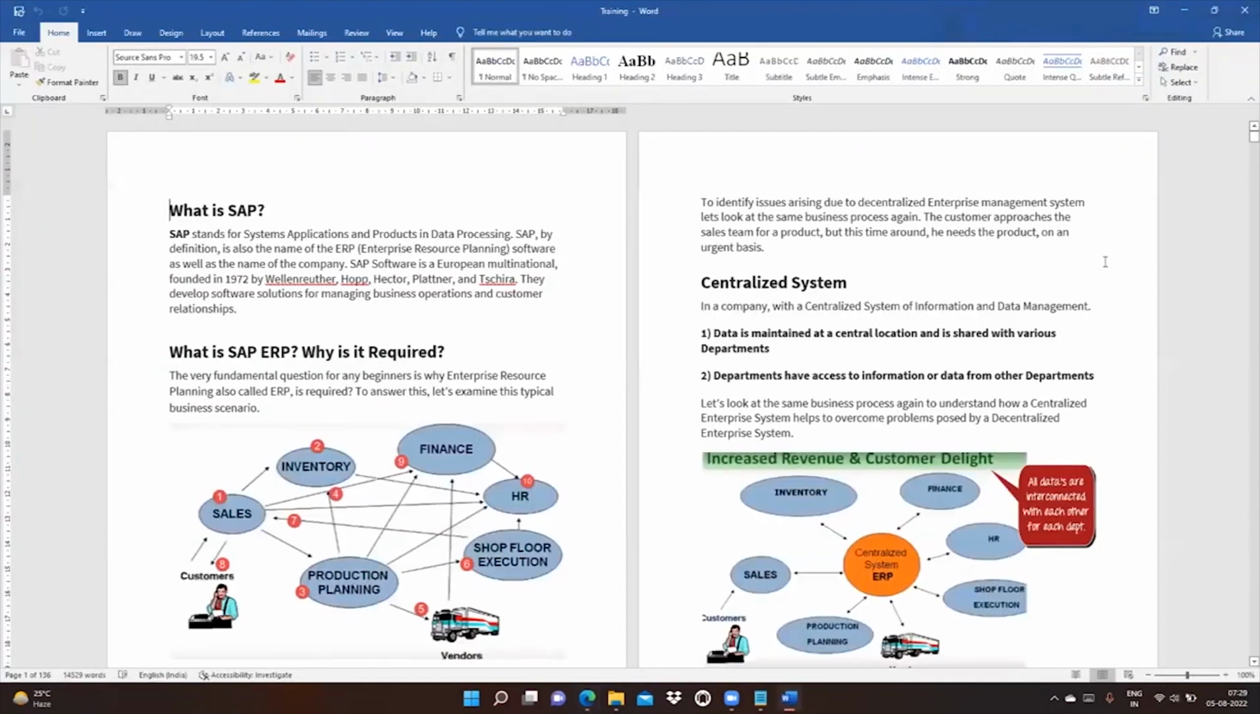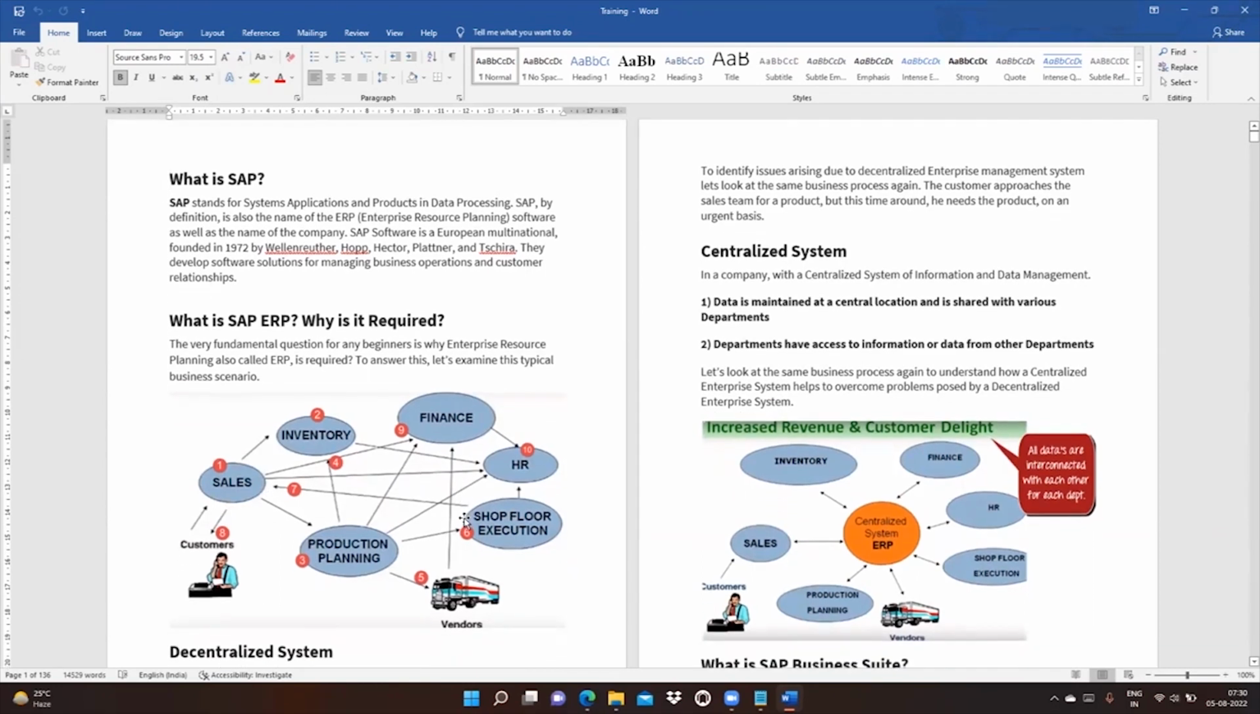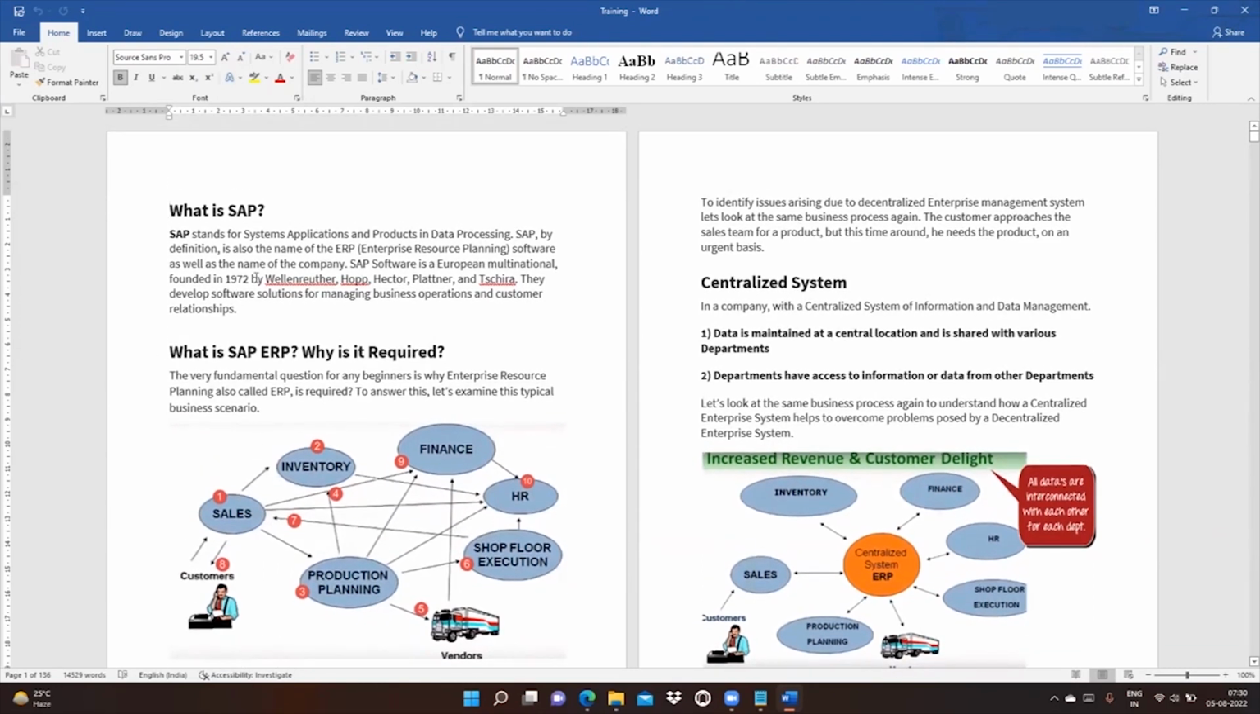So today we'll see a small bit about SAP software, and how business generally runs. As I said previously, SAP stands for Systems, Applications, and Products in Data Processing. SAP is an ERP software, that also I have mentioned previously. It's an enterprise resource planning software, and it's also the name of the company, SAP.